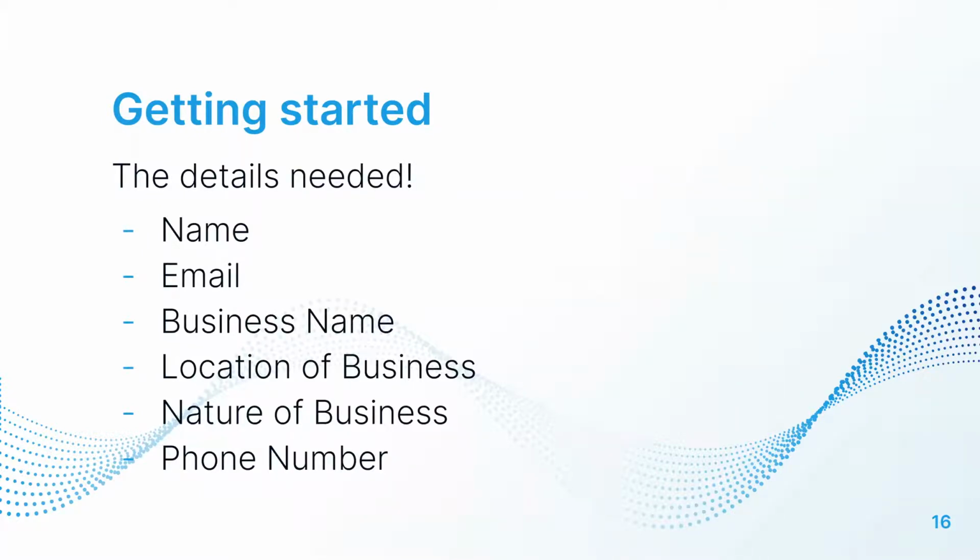Which company is it, or what are you involved in? Is it technology? Is it agriculture? Is it manufacturing, construction? That's what we mean by the nature of the business. Location is where you are based, that is in Nairobi, Kisumu, whatever you're based in. And your phone number, which will later be used to send your successful account creation. Once you fill in these details, click Get Started.